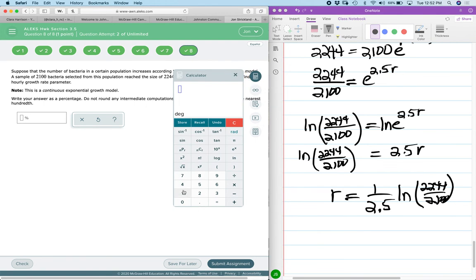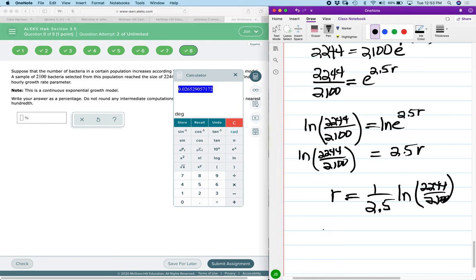Just showing what this looks like on the calculator: you have 1 divided by 2.5, times the natural logarithm of 2244 divided by 2,100. So I have 1 over 2.5 times the natural logarithm of 2244 over 2,100.